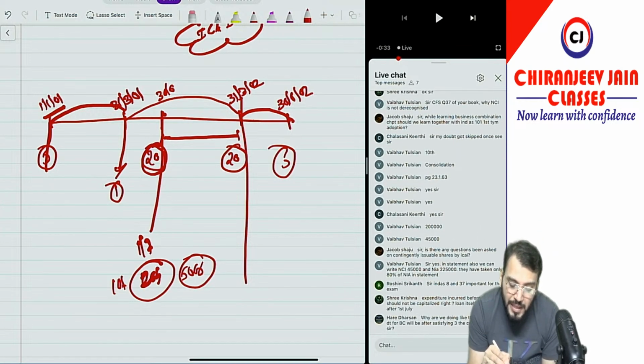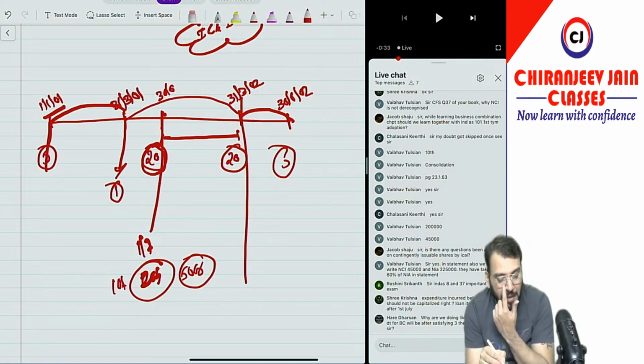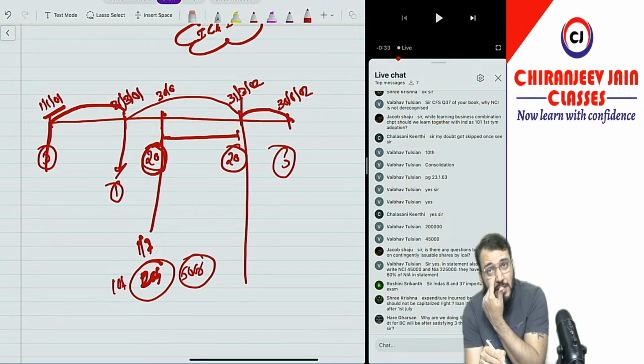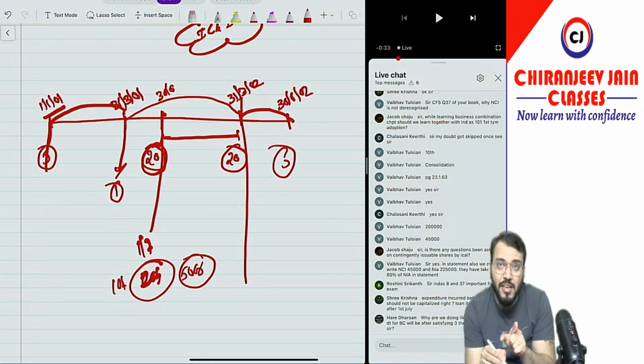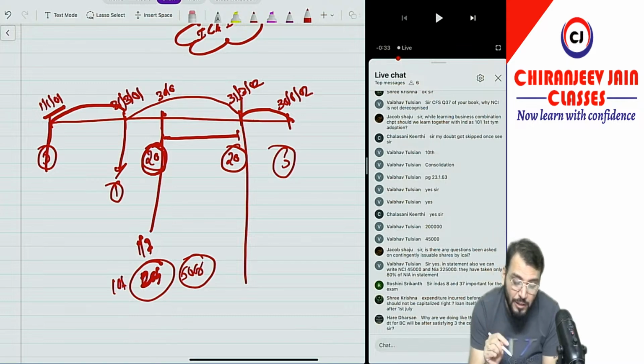Jacob: Sir, has any question been asked on contingently issuable shares by ICAI? Means you are asking about EPS. In EPS, till now that question has not been asked in exam, but one question is in ICAI study material, that is the retail site question. That can be an expected question from my point of view. That question you do it.